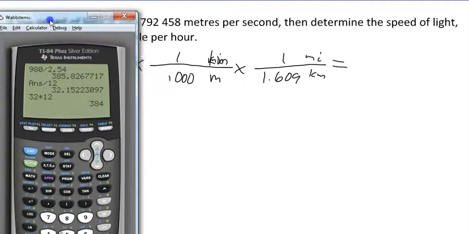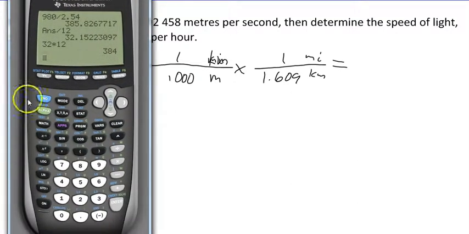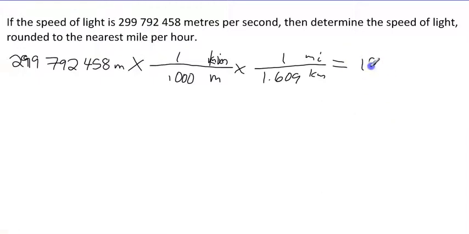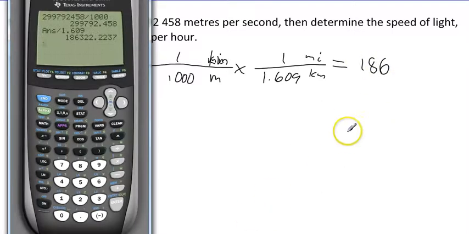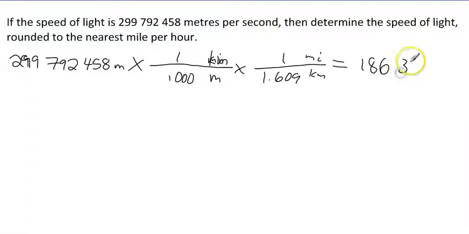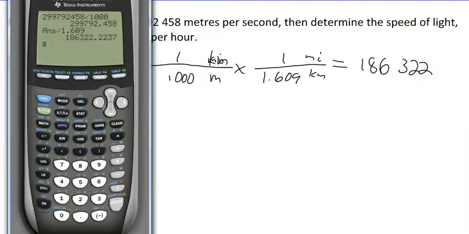299,792,458 divided by 1,000. Hit enter. Do multiple divisions. Just easier to hit enter. Divided by 1.609. So that's 186,000. I actually know this number from a long time ago. 300. It's not exactly right. 322. Remember, we're just going to leave this number in our calculator.